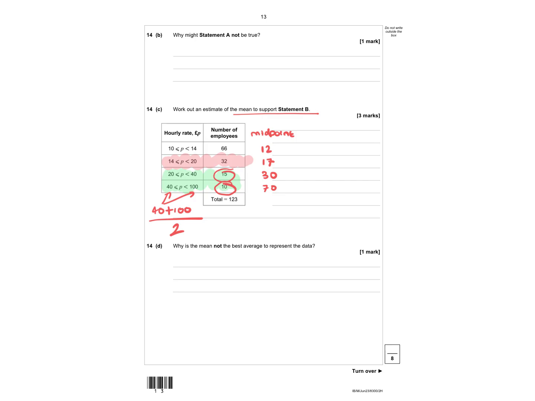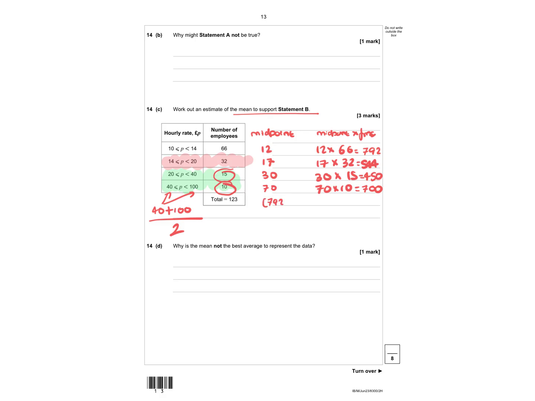Now, I then need to do the midpoint multiplied by the frequency. So that means I need to do 12 multiplied by 66, 17 multiplied by 32, 30 multiplied by 15, 70 multiplied by 10. Now, I get from each of these calculations the following values: 792, 544, 450 and 700, and I need to add up all of those values and then divide that by 123 to get my estimate of the mean.